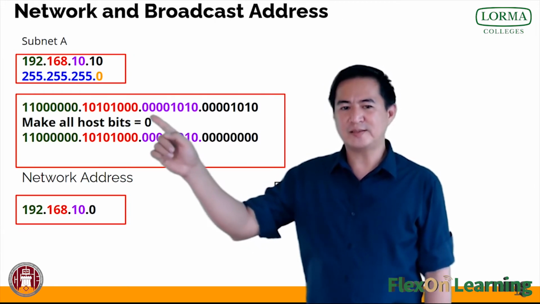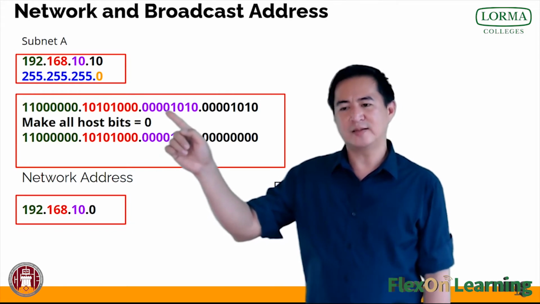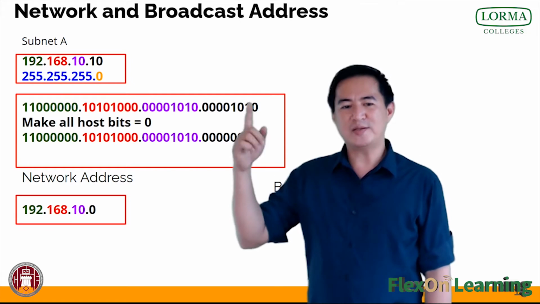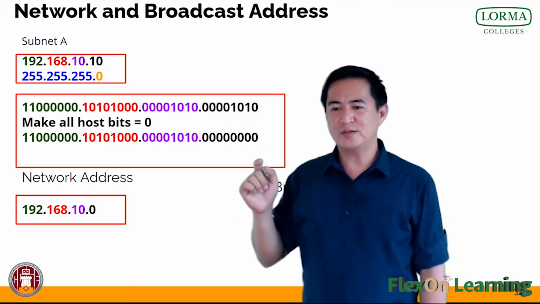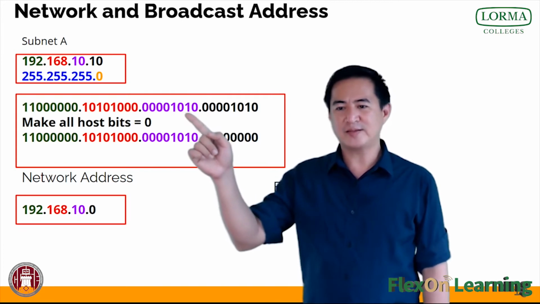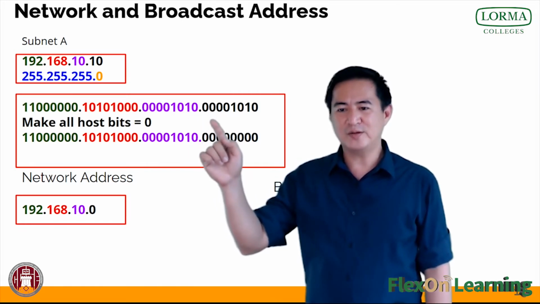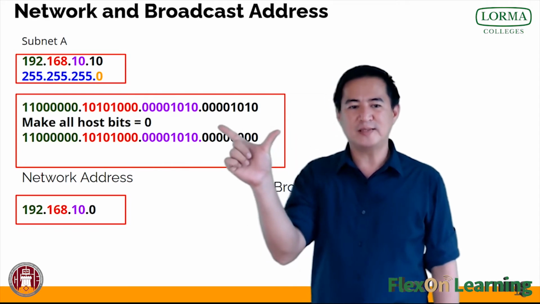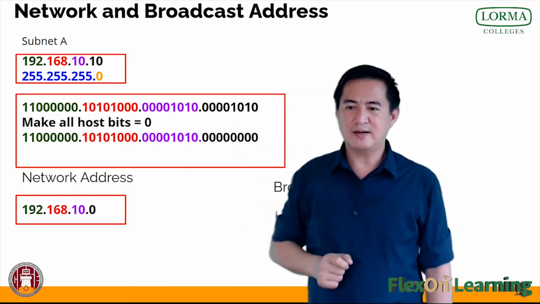192, in black, is 11000000, and 168, which is in red, is 10101000, and the violet 10 is 00001010, and the last 10 is 00001010. Remember, you have to put it as an 8-bit representation.